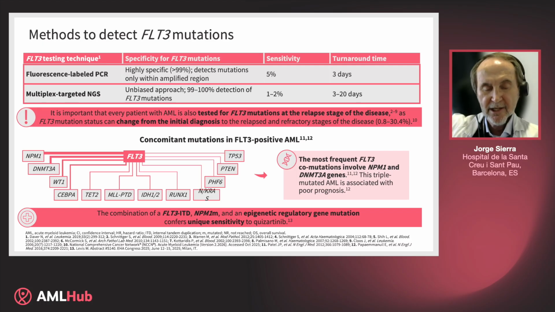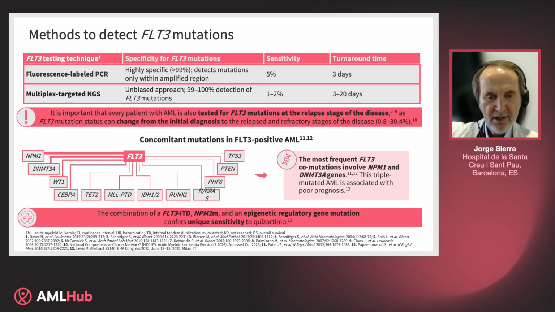Also, it's important that patients with AML in relapse are tested for FLT3 mutations, because patients with these mutations at diagnosis may become negative at relapse, may change from ITD to TKD, or if they are negative at diagnosis, they may become positive at relapse due to the growth of a microclone.